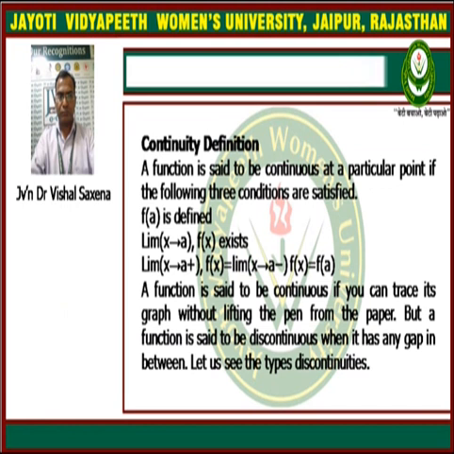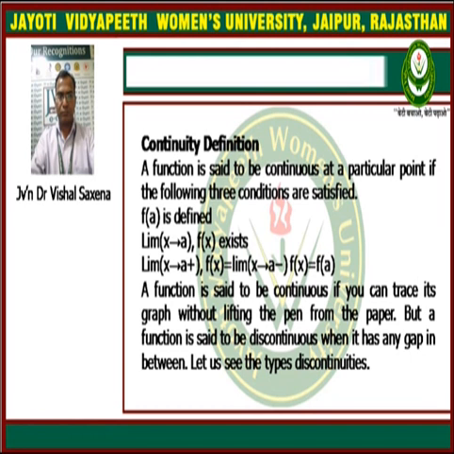Now continuity of the function. A function is said to be continuous at a particular point if the following three conditions are satisfied. The first condition is that the limit as x tends to a of f(x) exists. So the limit should exist for this function f(x) to check the continuity at the point a. The second condition is that the limit of the function is equal to f(a).